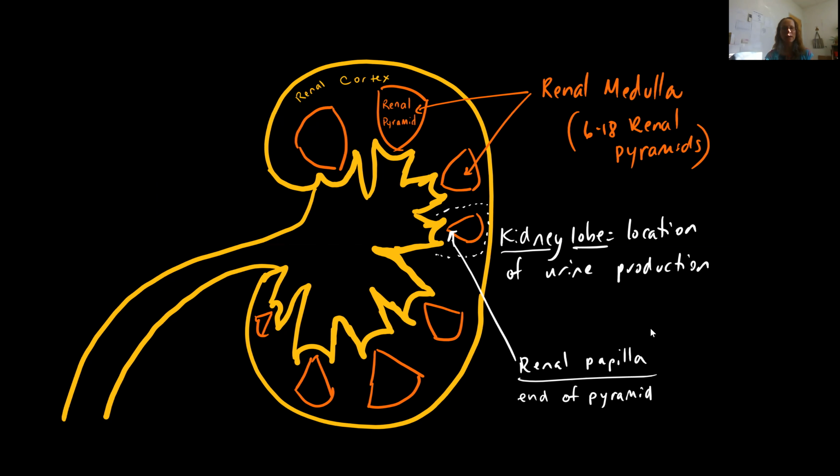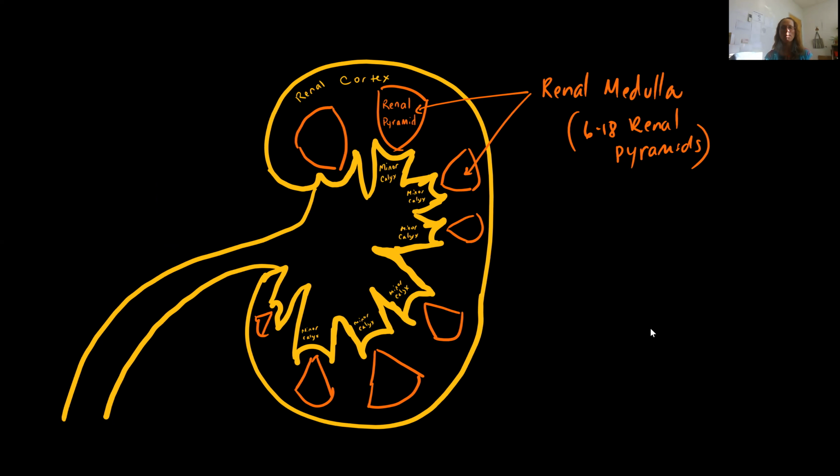The renal pyramid and the renal cortex makes up what's called the kidney lobe. The kidney lobe is actually the location of urine production. Notice the apex of the renal pyramid is called the renal papilla, and we will see then urine being produced in the kidney lobe, making its way to the renal papilla, and then emptying into what is described as a minor calyx. Several minor calyxes together dump into what's called a major calyx, and from there the urine is going to dump into what is called the renal pelvis.